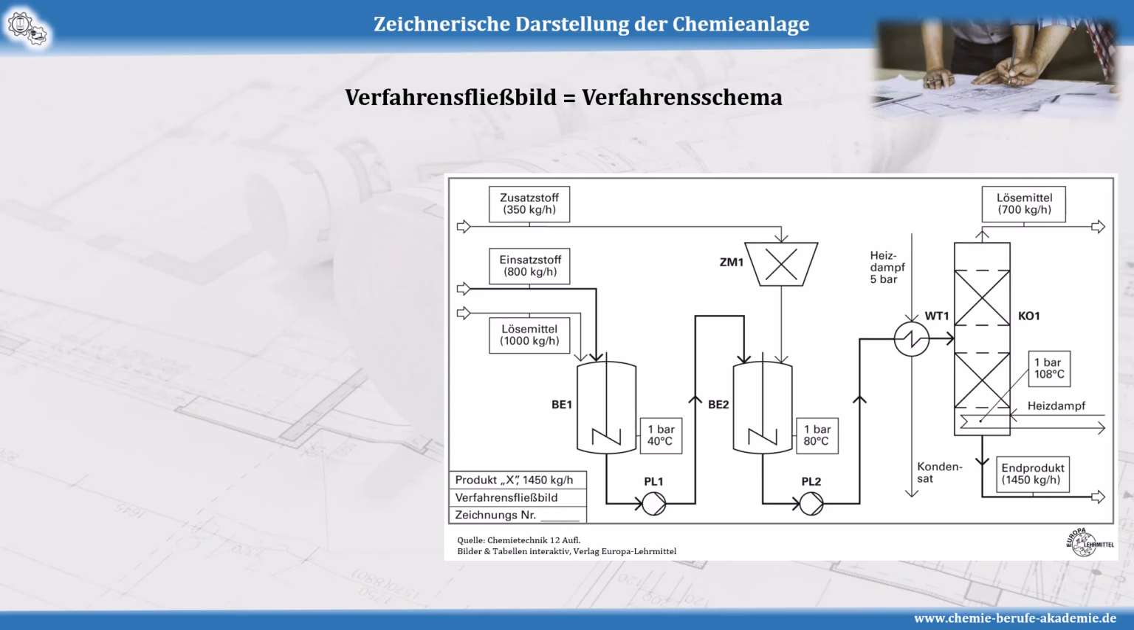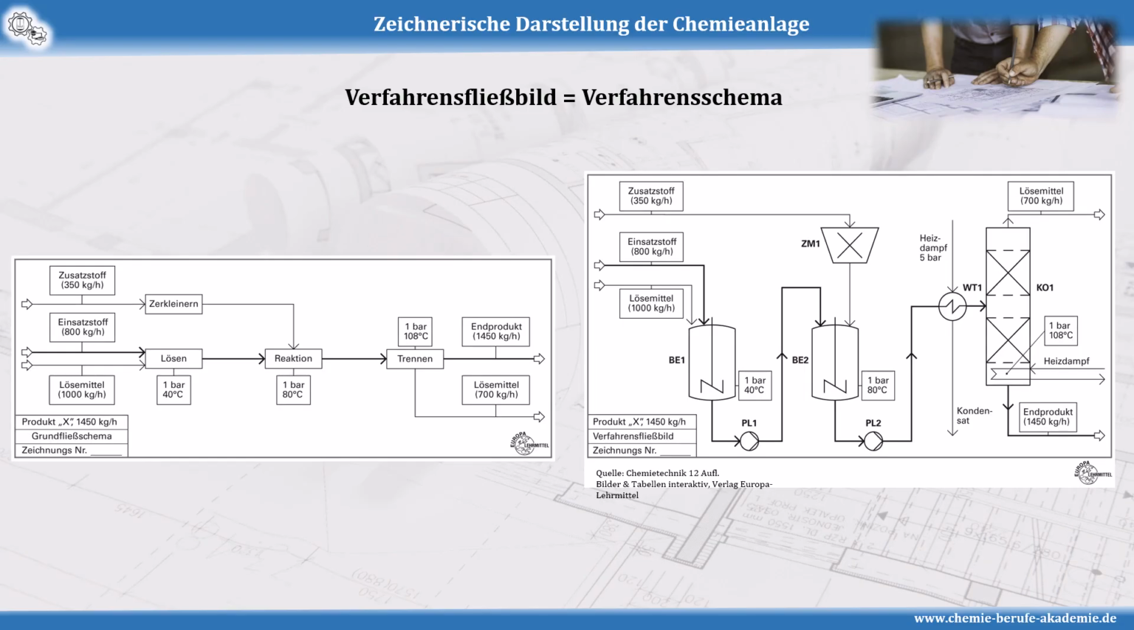So, what can we learn from the process flow diagram? We can see all substances and flow rates, all equipment and machines with their symbols and abbreviations, the operating conditions, and the energy sources. Basically, it shows us everything we need to understand the process more clearly. That's exactly what the process flow diagram is for. Here we can see both diagrams together, the basic flow diagram and the process flow diagram.